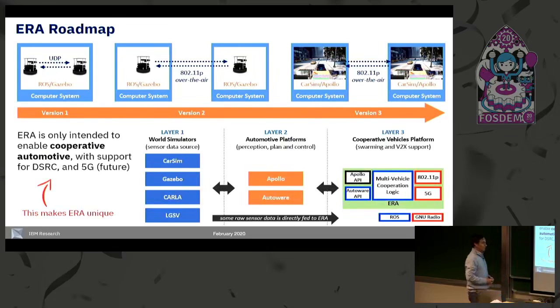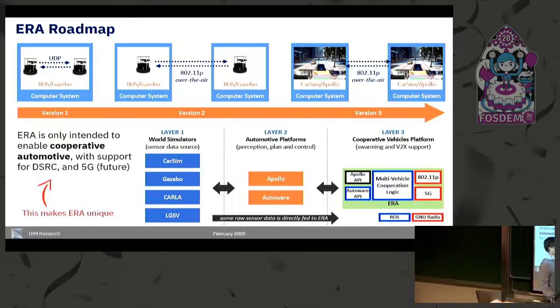But more importantly, this part of this diagram here, layer 1 and layer 2, is what we have today in terms of software platform for automotive. We have very good world simulators. CarSim, well, Gazebo can be used for automotive too. Carla and LGSVL are some examples. We have very good automotive platforms to implement perception, plan, and control in simulated environments or in real cars, right? But we don't have that piece there that enables vehicle-to-vehicle communication in this existing software ecosystem. So this is what we want to provide with ERA version 3.